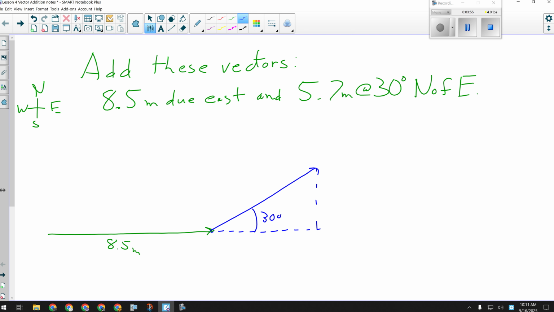30-degree angle. I think my scale's half decent here. At least that line is more than half as long as the first one. Yeah, it's good enough. It'll do. Like I say, you don't have to measure it exactly.